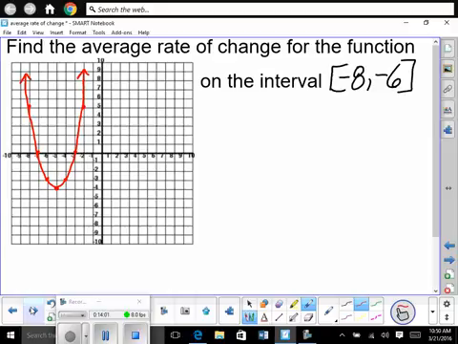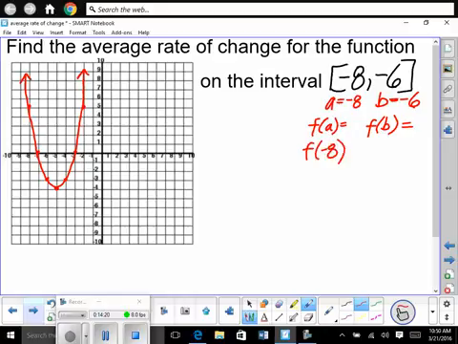So we know our a value is -8, right? Our b value is -6. Are we all good? So now to find the average rate of change, I need f of a and I need f of b. Think about what this means, guys, okay? So f of a means what's our function at a? A is -8. What's our function at -8? Isn't that what f of a means? So let's look. What's our function at -8?